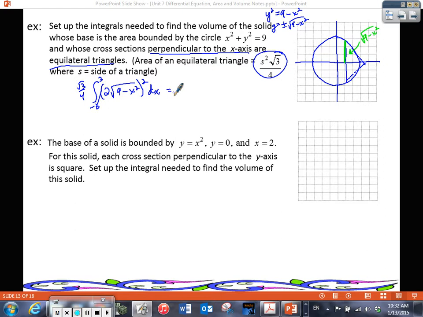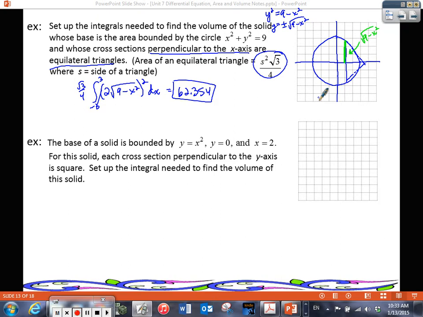And my volume turns out to be 62.354. And again, if it disturbs you, there are no units. You could say units cubed if you wanted to. All right, and that is our next one with the area. We have a circular base, and we're using equilateral triangles.